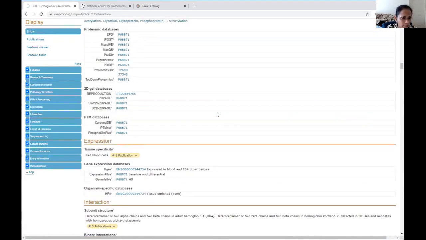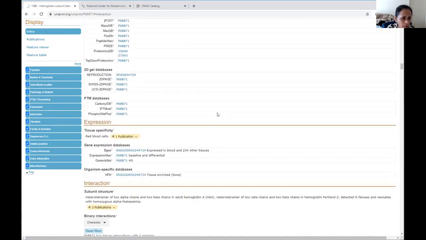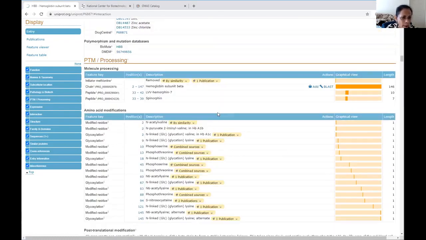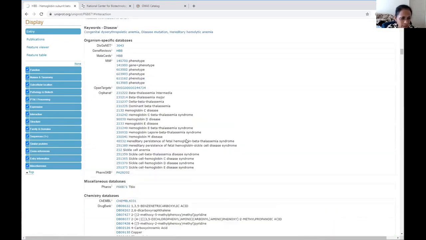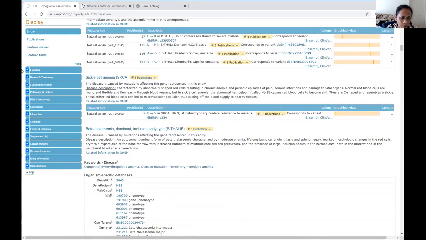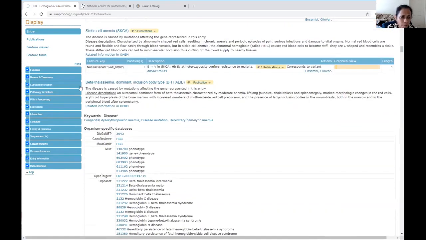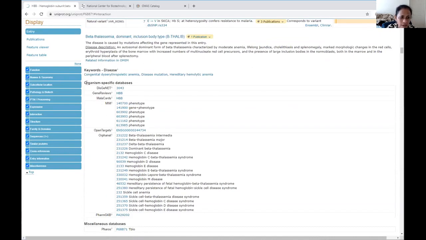Now I want to get to cross references. What are cross references? That is something that is very important. UniProt has parts that are curated, and part of the information comes from other databases. All the information about the hemoglobin beta chain that is relevant to this particular gene, coming from all of the other databases, is called cross references.